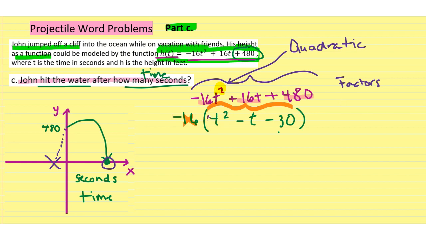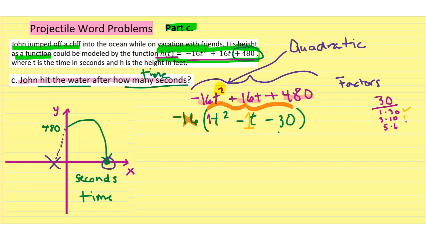We'll do the invisible 1 times the 30, so I'll consider factors of 30. Okay, so let's do factors of 30. Of course, we got 1 times 30, and we've got 3 times 10, and we've got 5 times 6, and we're trying to get this 1 here in the middle. So can I subtract 1 and 30 and get a 1?